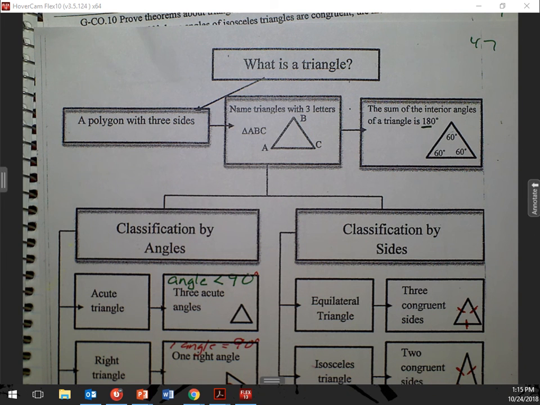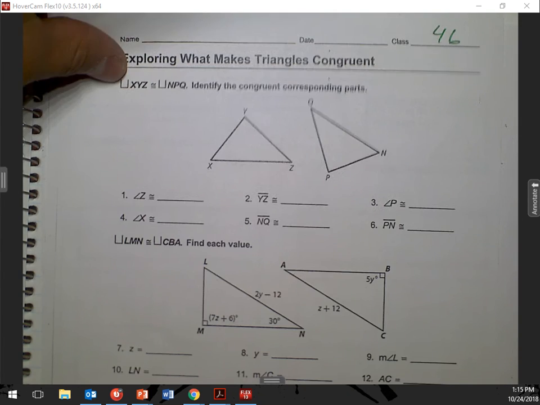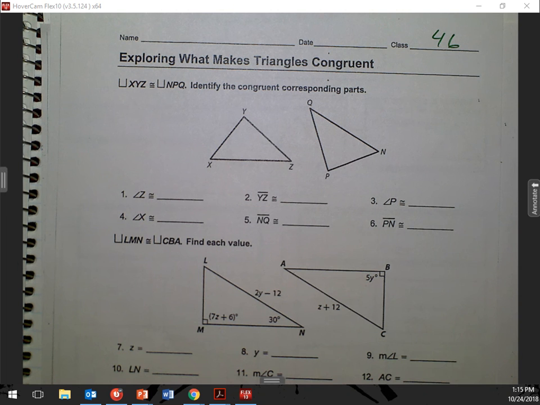Okay, now let's go back to this, please. This is what we were working on yesterday. Listen up, this is going to be what you have on page 46. This is your practice.